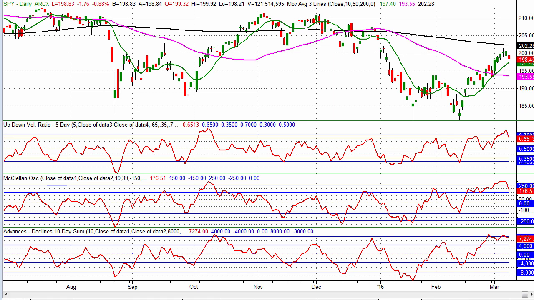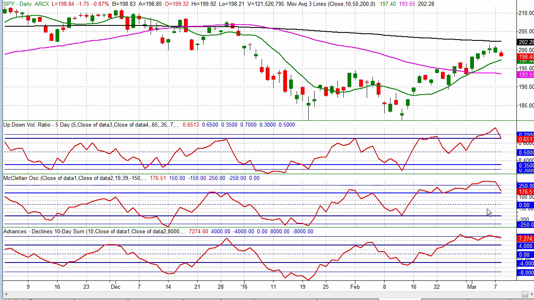Now, the reason to highlight this today is that the McClellan oscillator has been over this overbought line, as well as our 5-day up-down volume number up at the top, as well as our 10-day advance-decline number down below. All of them have been pushing into overbought territories, but they've been that way for 3 or 4 days. Today, I'm focused on it because we finally got a day where the market closed below the prior day's low.